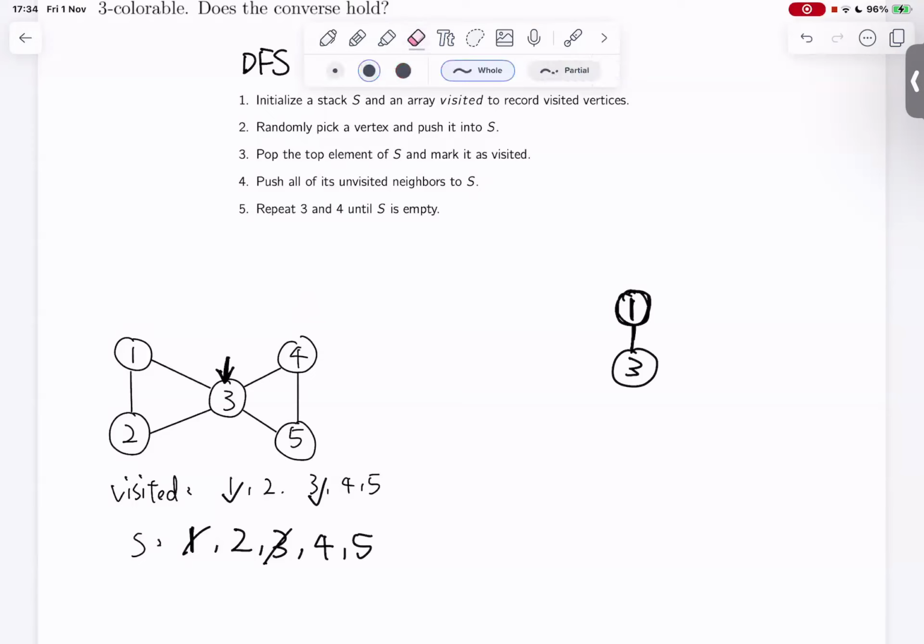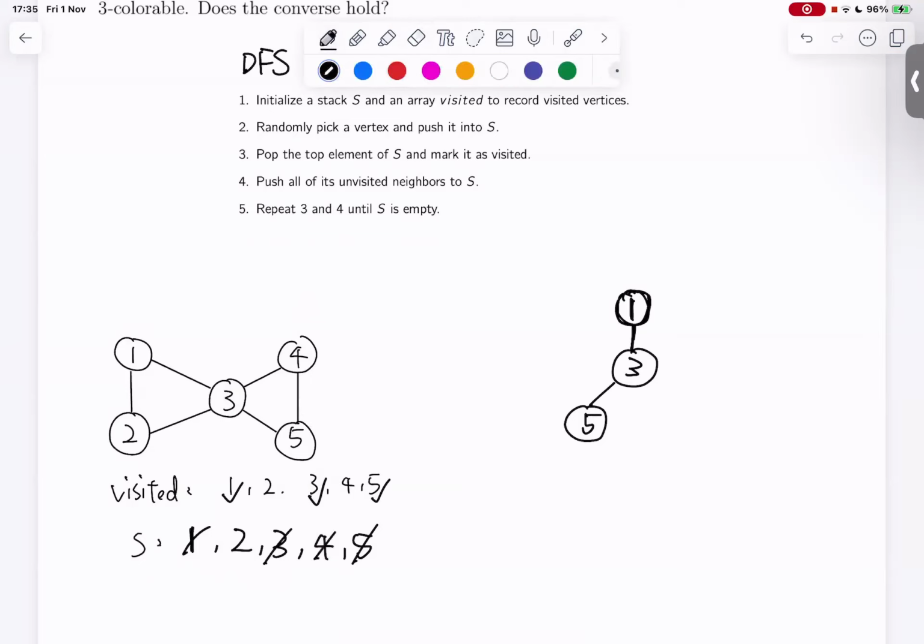So we go back to step 3. We pop the top element, mark it as visited, and add it to the DFS tree. Right now we're here. We want to push all of its unvisited neighbors to S, but right now we have no unvisited neighbors, since 4 is already in the stack S, and vertex 3 we have already visited. So we do nothing at this step, and we go back to step 3.